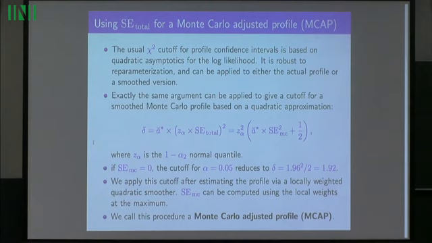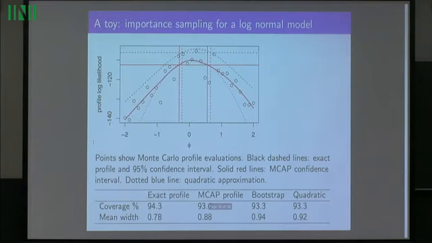Okay, and we call this procedure a Monte Carlo adjusted profile. Here's kind of a toy example where we're just trying to do something really simple, which is a log normal model, but we're going to basically make the importance sampling hard so that we can pretend that it's a hard problem and we can't really hit the likelihood.